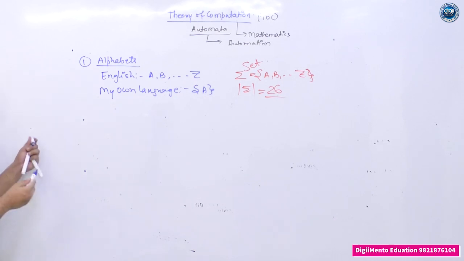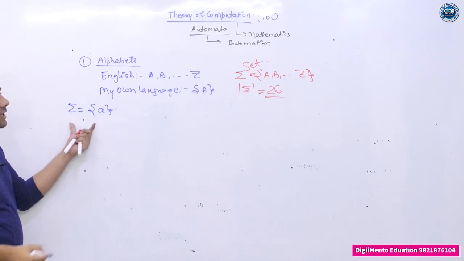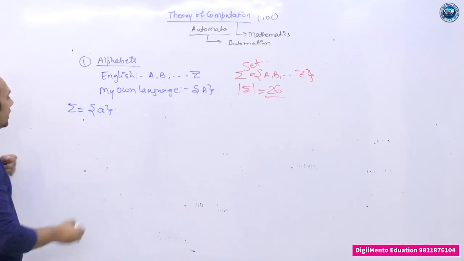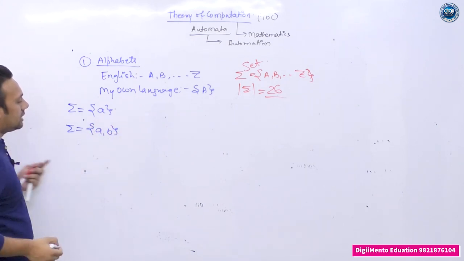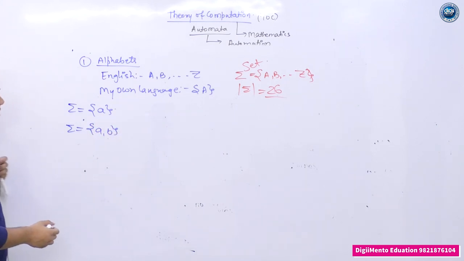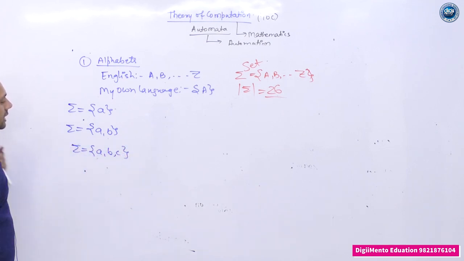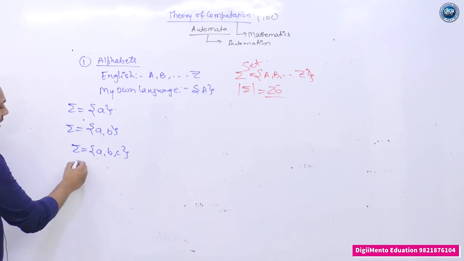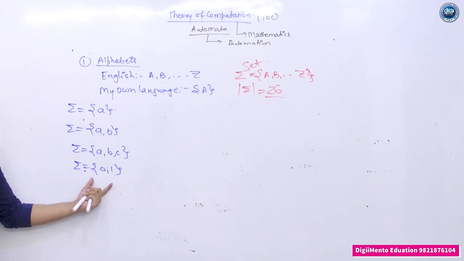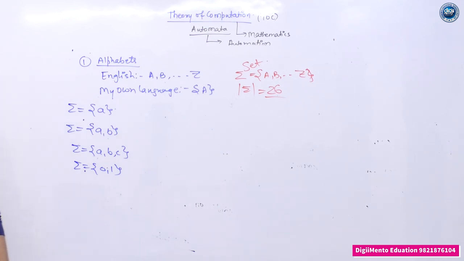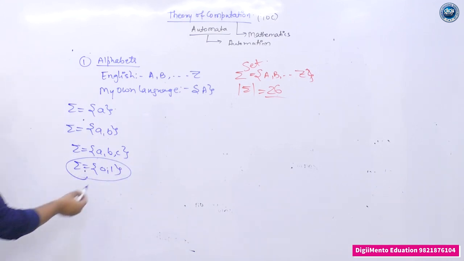Now, if I say summation is equal to small a, that means in my language I have only one alphabet. If I say summation is equal to a comma b, that means in my language we have two alphabets. If I say summation is equal to A, B, C, in my language I have three alphabets. If I say summation is equal to 0, 1, that means again in my language we have two alphabets.